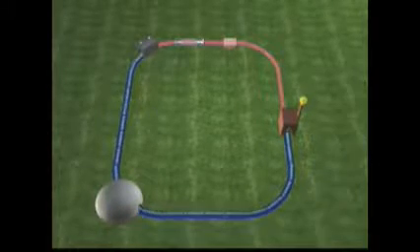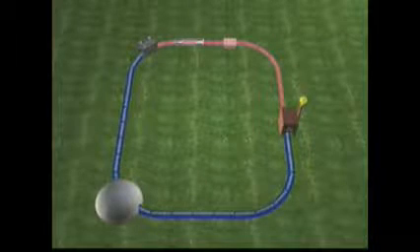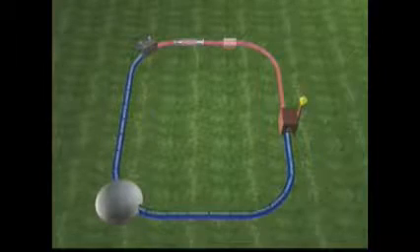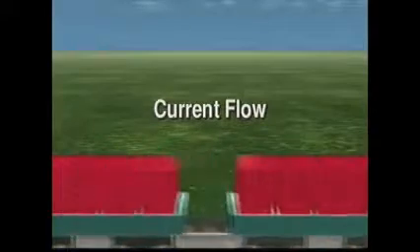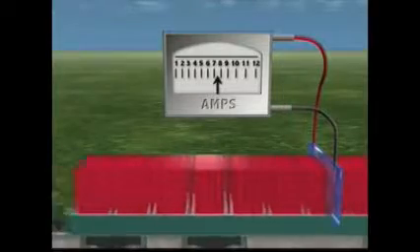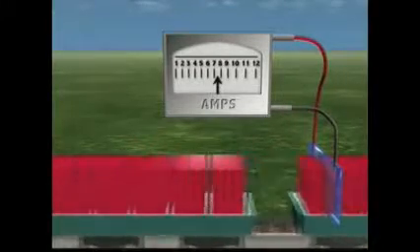Notice the freight cars are connected end to end and travel at the same speed through all parts of the circuit. Think of the freight cars as current flow. Current is measured in amps and is actually the flow of electrons passing a given point in 1 second.